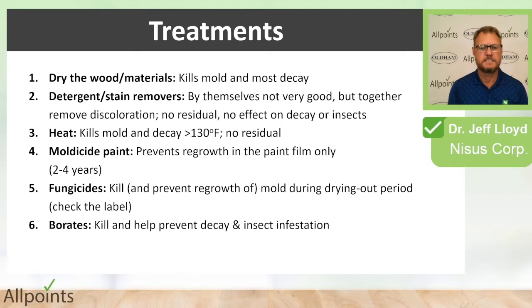And then borates, there's a lot of different borates out there. They can kill and prevent decay fungi and insect infestation, but they're not labeled, nor are they effective at stopping surface fungi or mold fungi. So combining a fungicide with a borate, in my opinion, is the best way to control all of those wood destroying organisms and the mold surface fungi.